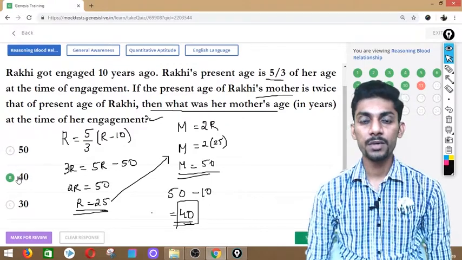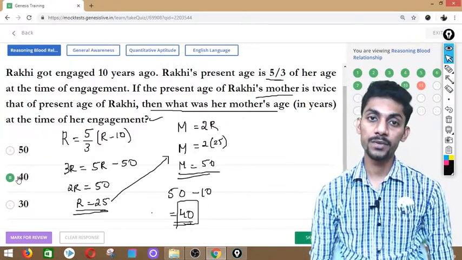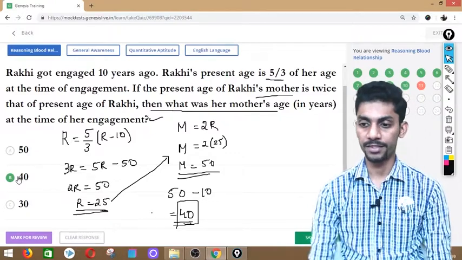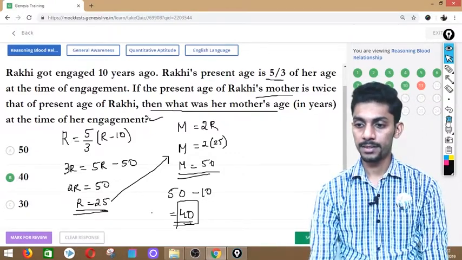So the answer is 40 years. Clear? They have asked what was mother's age when Rakhi got engaged. It was 10 years ago. So 50 minus 10, yeah, 40 years. Yes. Next one.